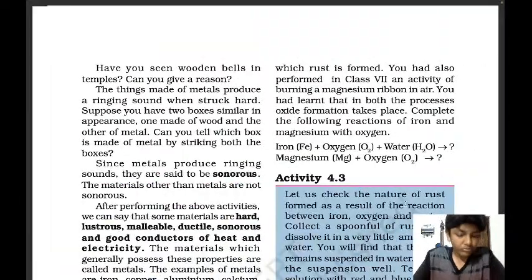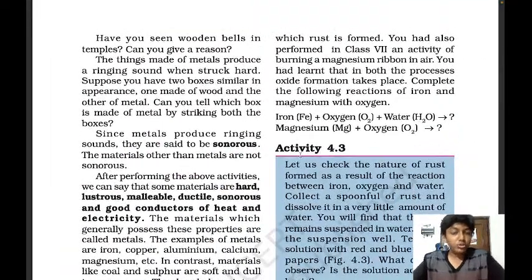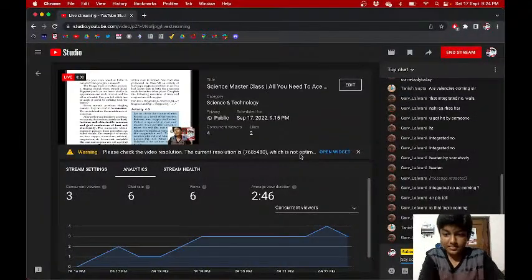Since metals produce a ringing sound, they are said to be sonorous, right? When you strike a wooden bell, it won't give you a ringing type of sound, so it is not said to be sonorous, whereas metals always give you a ringing type of sound, so they are said to be sonorous.